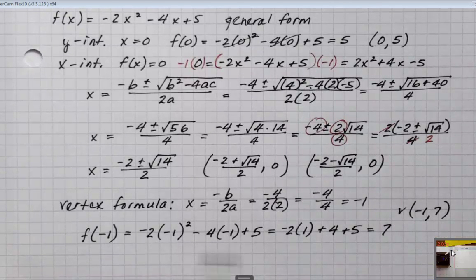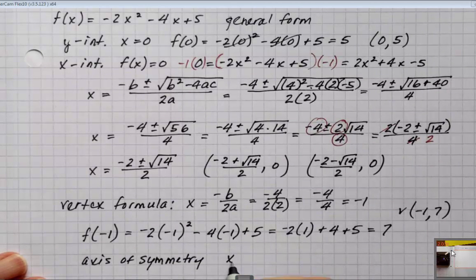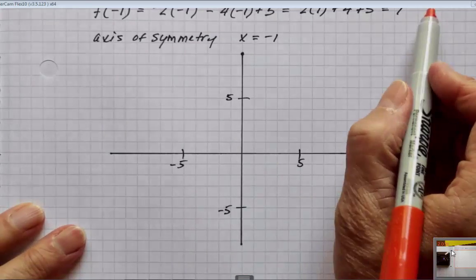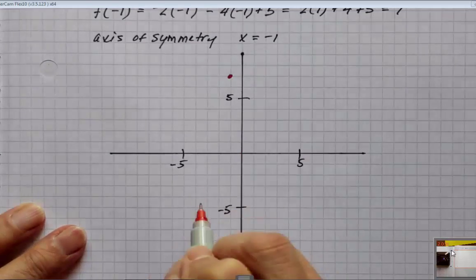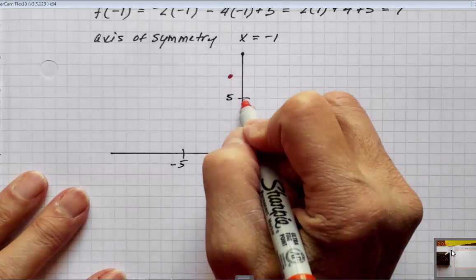Now I'm going to use all this information, my y-intercept, my x-intercepts, and my vertex, to graph. The last thing I'm going to want to remember is that the axis of symmetry is the equation of a vertical line, and it's in the form of x equal the x-coordinate of your vertex, negative 1. So now I'm going to go ahead and graph. My vertex is at negative 1, 7. Then I'm going to have a y-intercept of 0, 5.